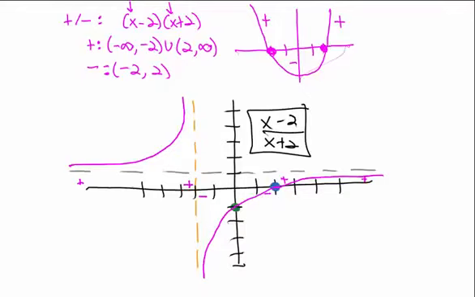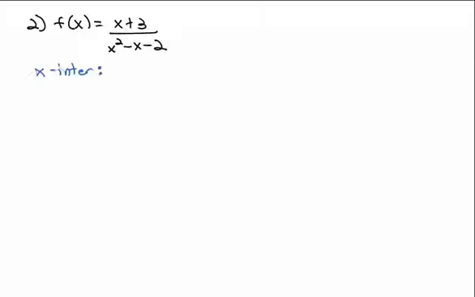Let's take a look at another example where we run through these 5 things. We're going to graph f of x equals x plus 3 over x squared minus x minus 2. First, we're going to find the x-intercepts. The way we find an x-intercept is we make the numerator equal to 0, x plus 3 equals 0. Subtract 3 from both sides, and x equals negative 3.